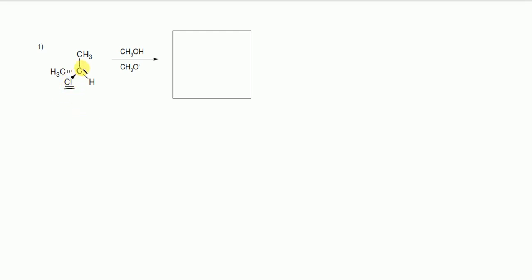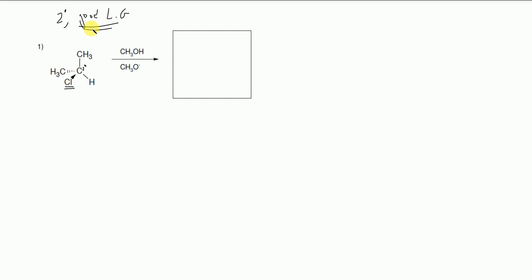Now I need to characterize the degree of the carbon. This carbon right here is attached to 1 carbon, 2 carbons, so this is a secondary carbon, okay? I have a secondary carbon and a good leaving group, right? This is one extra detail I forgot to mention in the previous slide: for SN2, my leaving group always needs to be good.